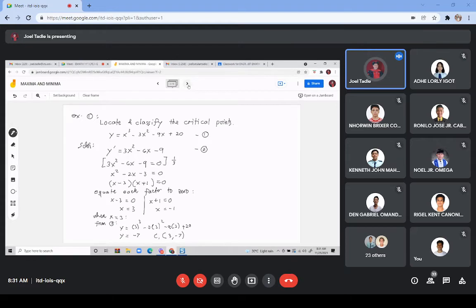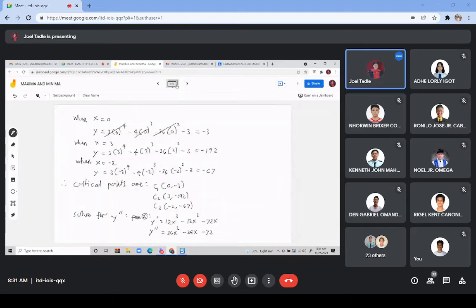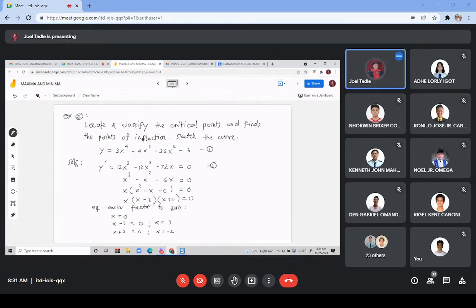Okay, so, sa example number 2, ipahitaan ta dire og points of inflection. So this is the given curve. Y equals 3x to the power 4 minus 4x cubed minus 36x squared minus 3. So, the same procedure. Ato sa pangitaon ang y prime. Then ato na yung i-equate to 0, since nangita man ta og critical points where the slope is 0.